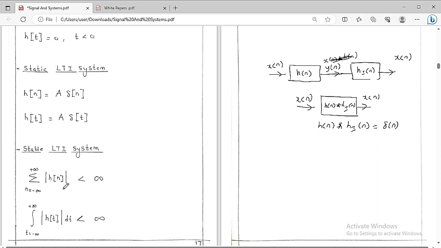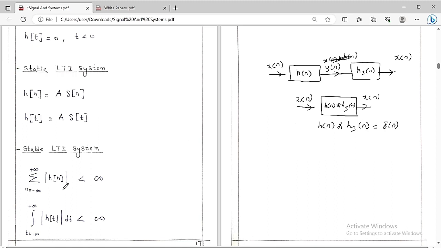So here, first find the modulus of the impulse response and try to find the area under the modulus of the impulse response. If the area is finite, we can say it is a stable system. If it is not satisfying this condition, it will become an unstable system.